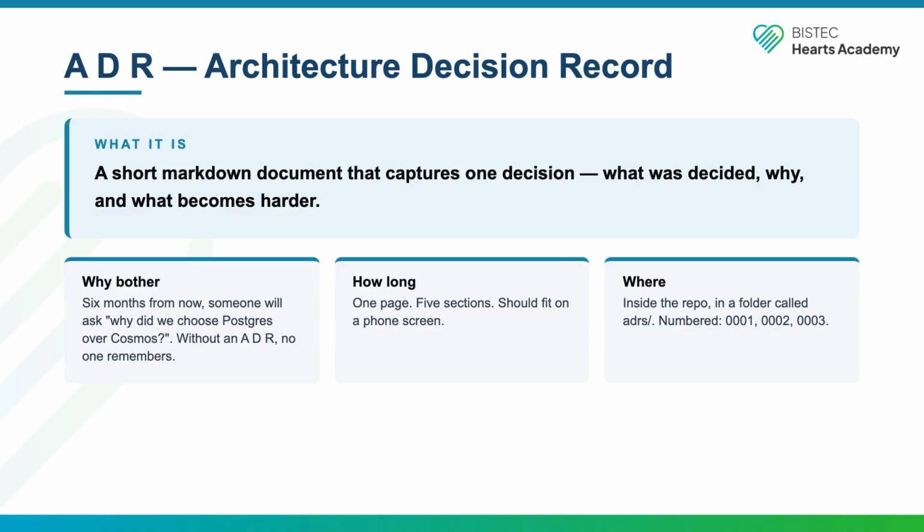Where to keep them? Inside the repo in a folder called ADRs, numbered 0001, 0002, 0003. They live alongside the code.